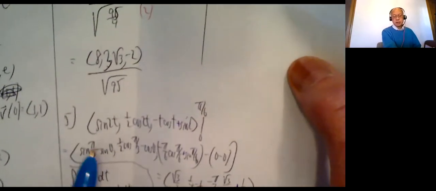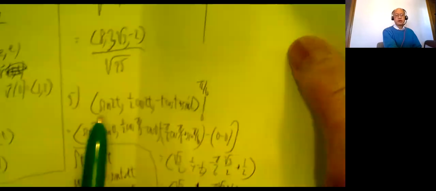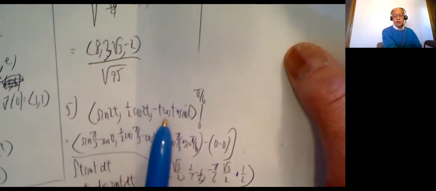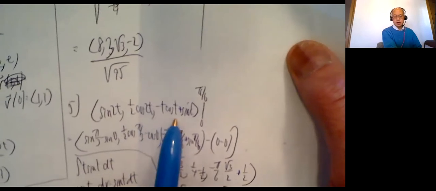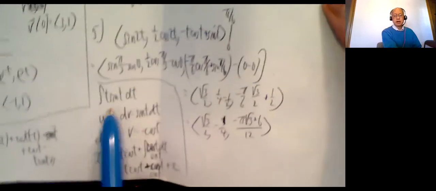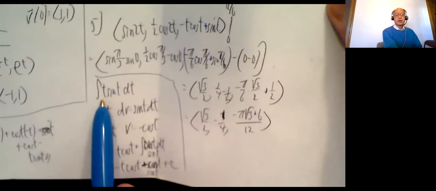Number 5, basically just 3 integration problems. The integral of the first one is sine of 2t, the second one is 1/2 cosine 2t, and the last one is negative t cosine t plus sine of t. That one was integration by parts, so a little timeout for the z component.